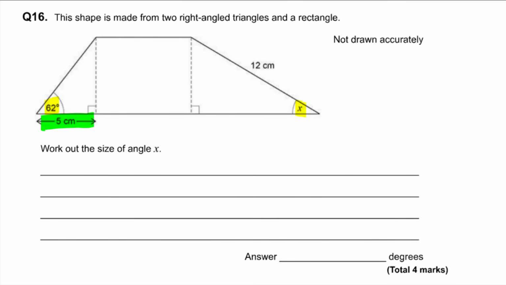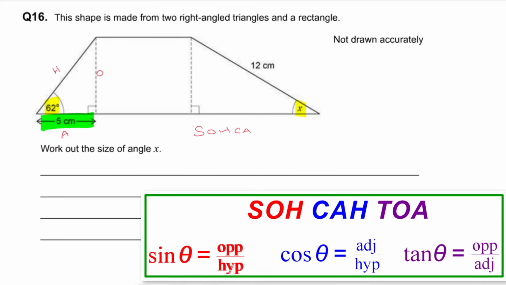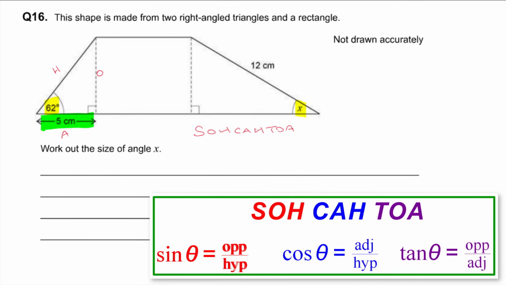So I'm going to start in this one. We've got angles inside, so this time it's trigonometry. So let's label up the sides. The long side is always the hypotenuse. This is the opposite because it's opposite the angle. Okay, and then the 5 then is going to be the adjacent. Okay, so just thinking about SOHCAHTOA, which ratio we're going to be using here.